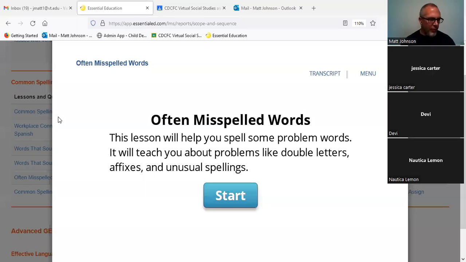Particularly when you have more than one set of double letters in a word, things like aggressive, it's easy to forget where these double letters go. Also things with affixes. And again, with English pulling from so many different languages and language roots for its words, there's always rules that we wind up breaking when it comes to certain spellings of words. So here's some of the most common ones.